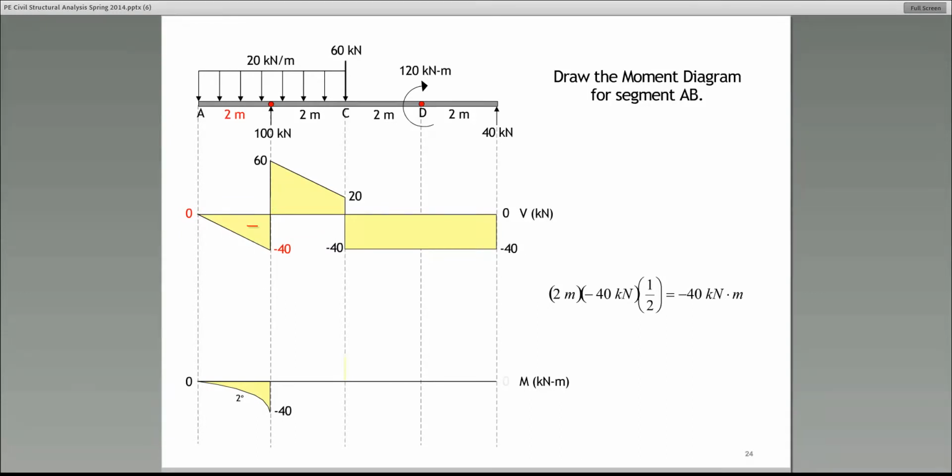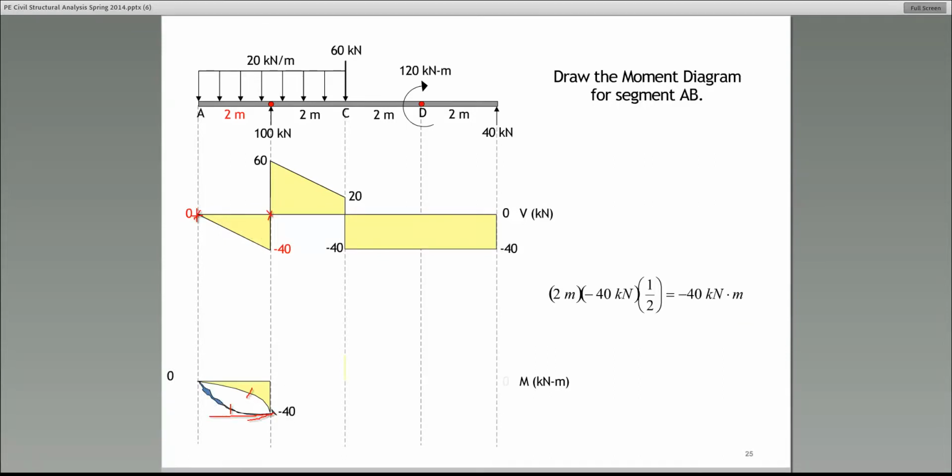And then where do we get the minus 40? How do we know the moment is 40? Well, remember, when we integrate a function, we are finding the area under that function. Now, in this case, the change in moment. And please make sure you remember the word change. The change in moment is equal to the area under the shear diagram between 2 points. All right, so the change in moment between 2 points is equal to the area under the shear diagram between those 2 points. That's how I got the minus 40 kilonewton meter right there.